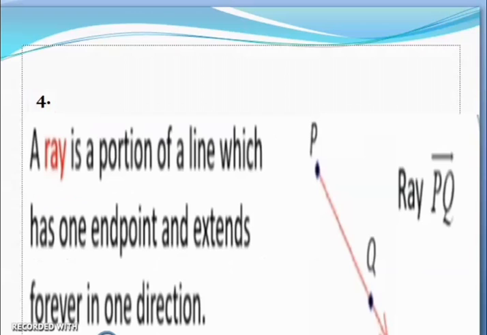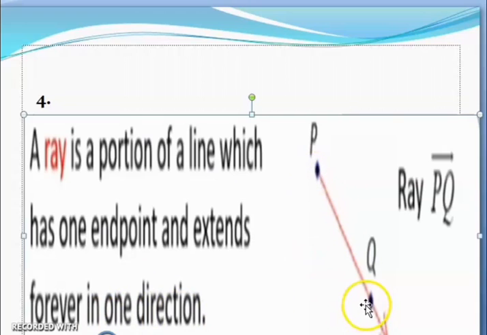After this, let us try to understand what is a ray. A ray is a portion of a line which has one endpoint and extends forever in one direction. Here this is a ray PQ with one endpoint P, and at Q it extends infinitely. When we have to represent this ray PQ, we write PQ and put an arrow mark on this. This represents a ray. You can also represent different rays just like this.